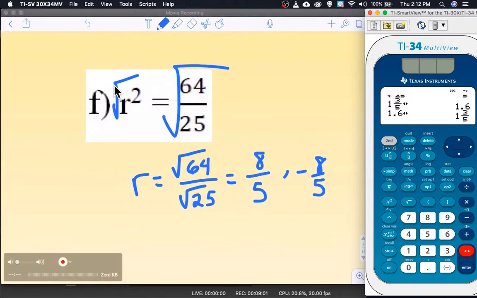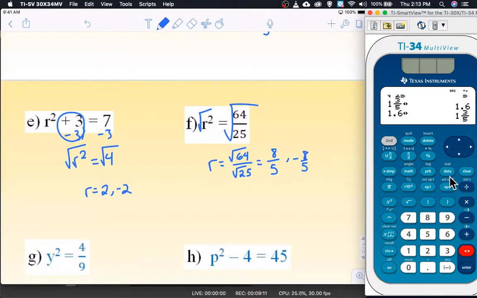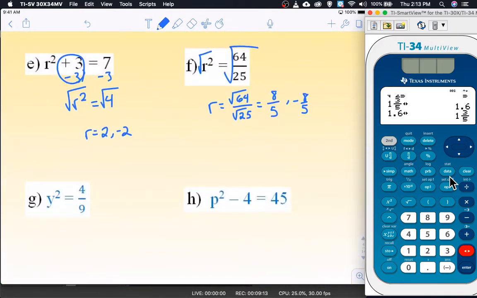So when you square root, you can square root the whole top and the whole bottom separately, and then simplify from there, which you're going to need for the next problem. So please do letters G and H right now. Pause the video. When you're ready to continue, hit play, and we will go through it together.